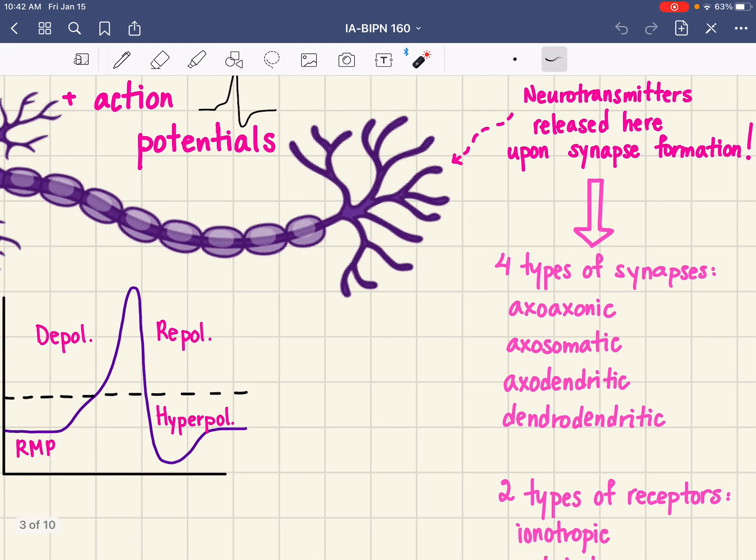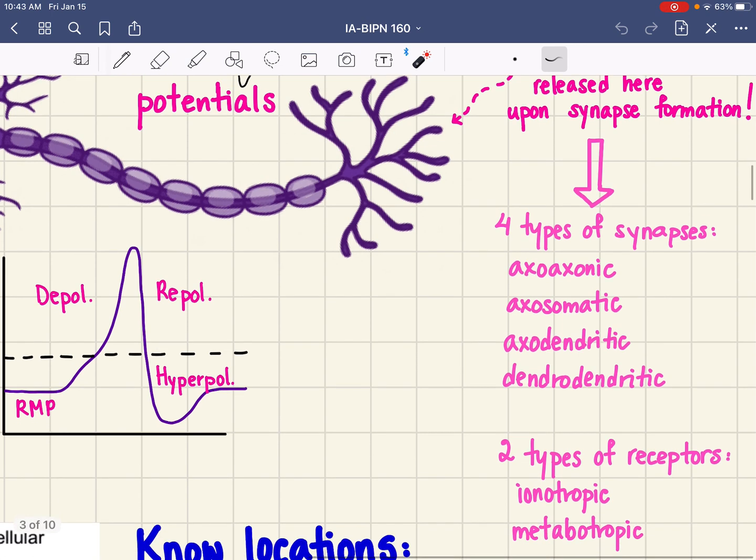There are 4 types of synapses. Axo-axonic, where the axon synapses with another axon. Axosomatic, where the axon terminal synapses with the soma of another neuron. Axodendritic, which is, I believe, the most common synapse type, where the axon terminal synapses with the dendrite of the next neuron. And dendrodendritic, where 2 dendrites interact with one another.